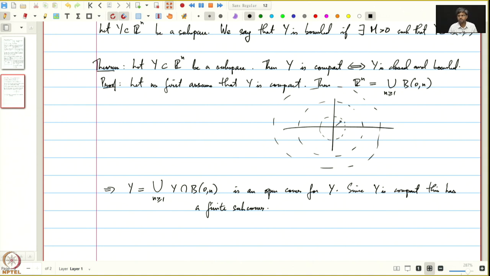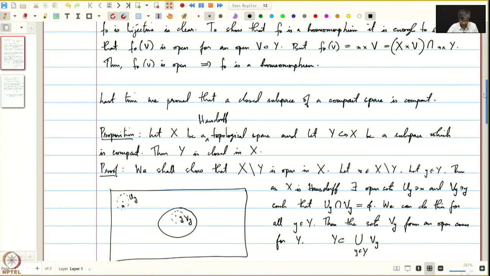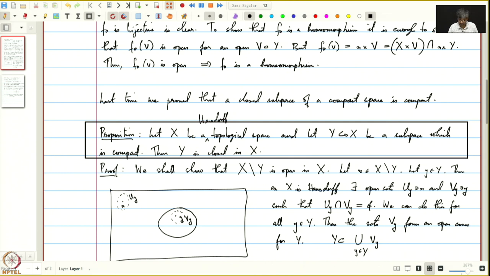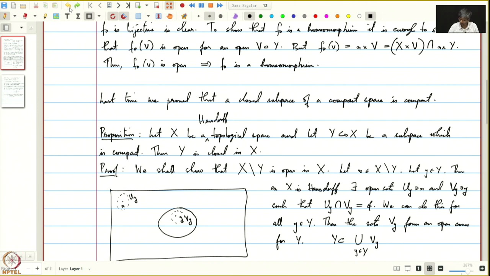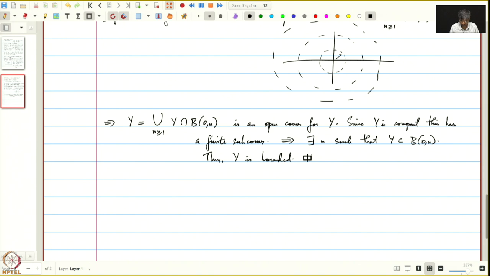But these balls are nested, so B_0(1) is contained in B_0(2), is contained in B_0(3), and so on. So this implies that there exists some N such that Y is contained in B_0(N). Thus, Y is bounded. Right? Because of this previous proposition, which says that R^n is a Hausdorff topological space, and we have Y, which is compact, so Y is also closed. So the previous proposition implies that Y is closed. Yeah. So thus, Y is closed and bounded.